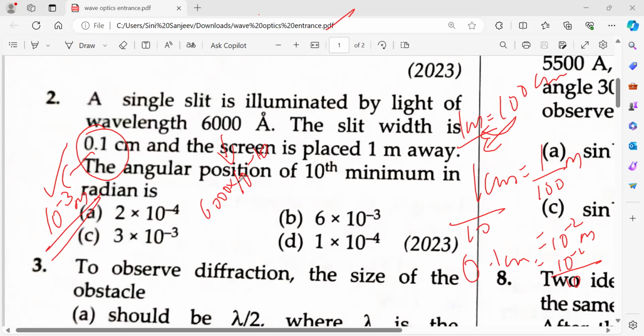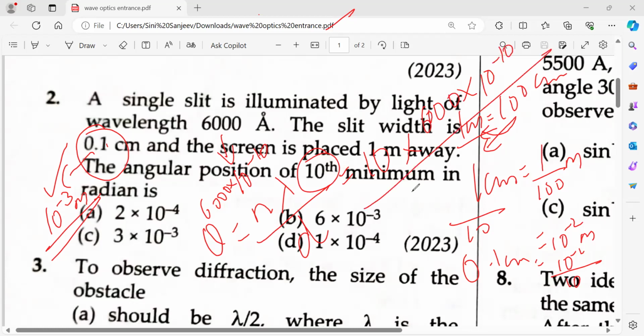What is the formula which I'll use here? The formula is very simple. Theta is equal to n lambda by d. My d is nothing but 0.1 centimeter, which is 10 power minus 3. What is n? It is 10th. Lambda is what? 6,000 Angstrom, so 6,000 into 10 power minus 10, divided by d. What is my d? 10 power minus 3. Correct?